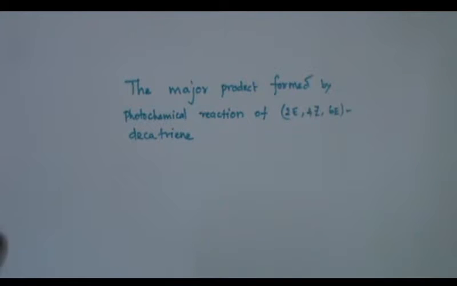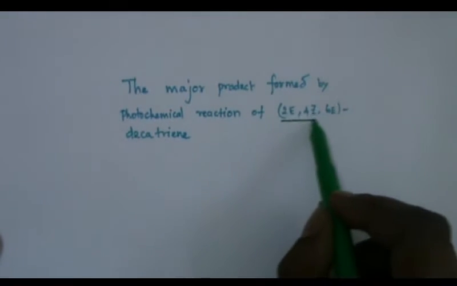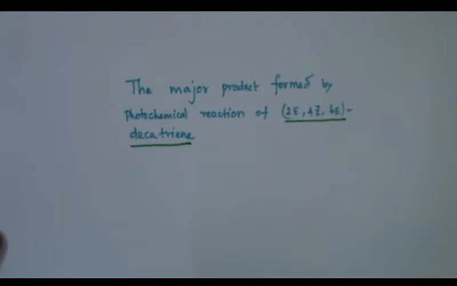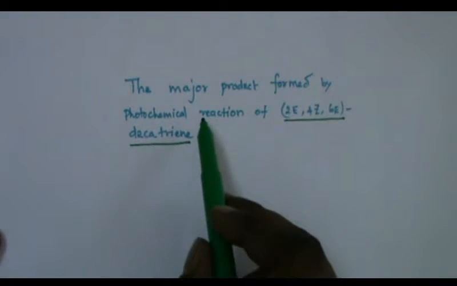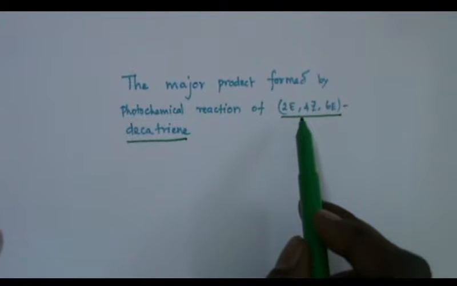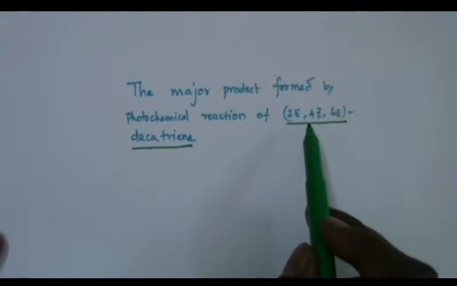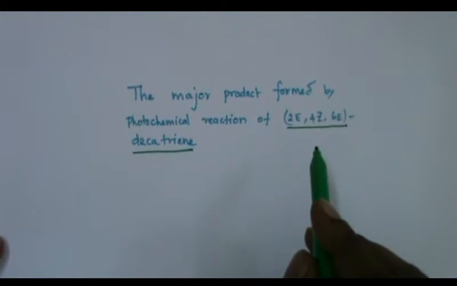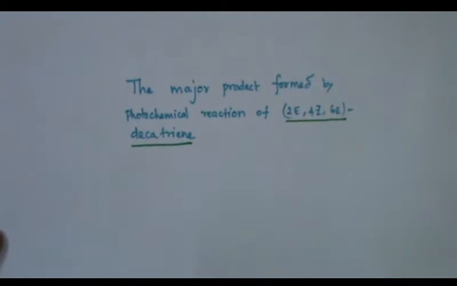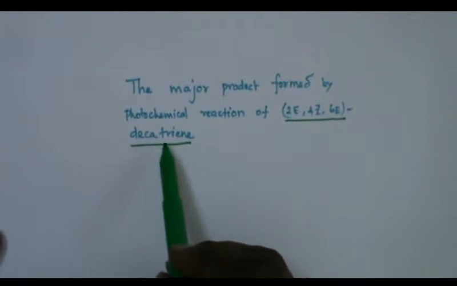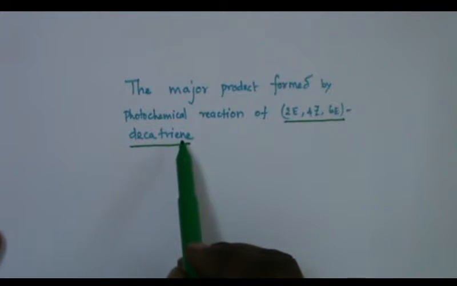In order to solve this, first you should know the structure of this compound. Second one, under photochemical condition, whether this compound will undergo conrotatory or disrotatory. If you know this, you can easily solve this problem. First one, what is the structure? It is deca, so there are 10 carbons, triene, so there are 3 double bonds.